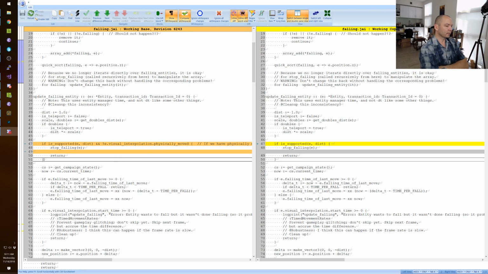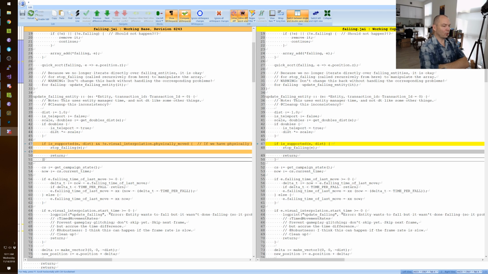Yeah. I mean, we could put back the physically moved flag just for falling things, because when you're falling, you're not going to be riding on something, which is the thing we were talking about that could physically move you multiple times per frame. So I don't like that solution.